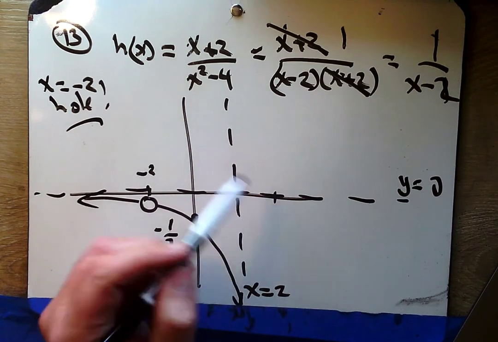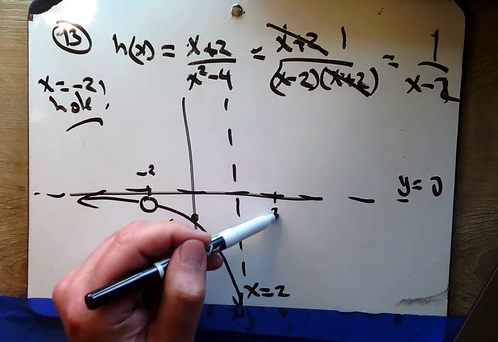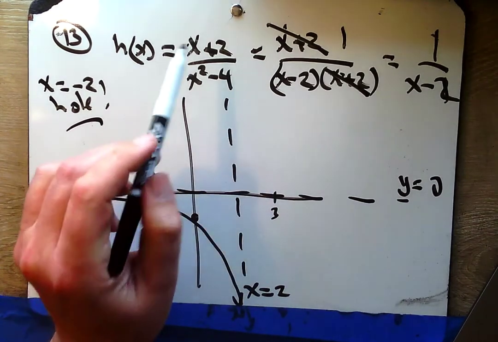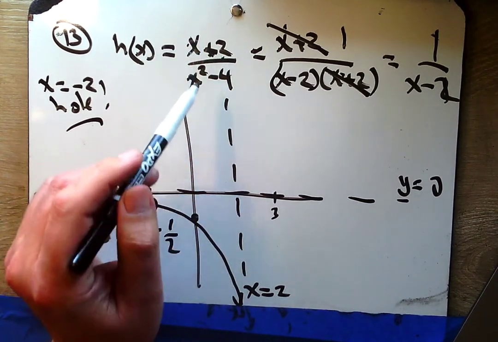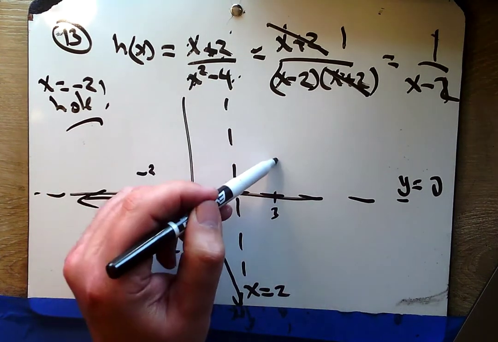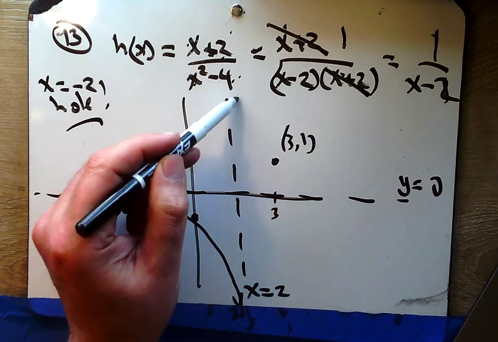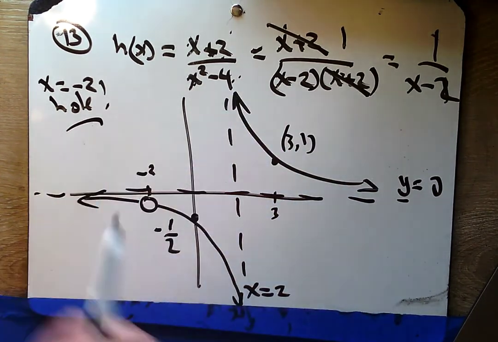Over here, yeah, I don't know. Is it up here? Is it down here? I'm thinking it's up here, but I'm going to test a point just to be sure. 3 plus 2 is 5. 3 squared is 9. 9 minus 4 is 5. 5 over 5 is 1. And so we get 3, 1. And therefore our graph looks like that.